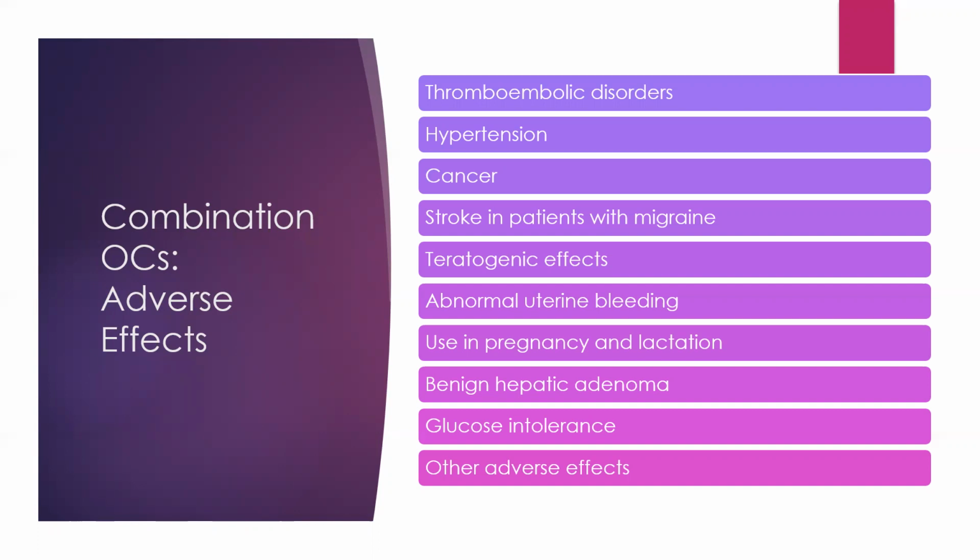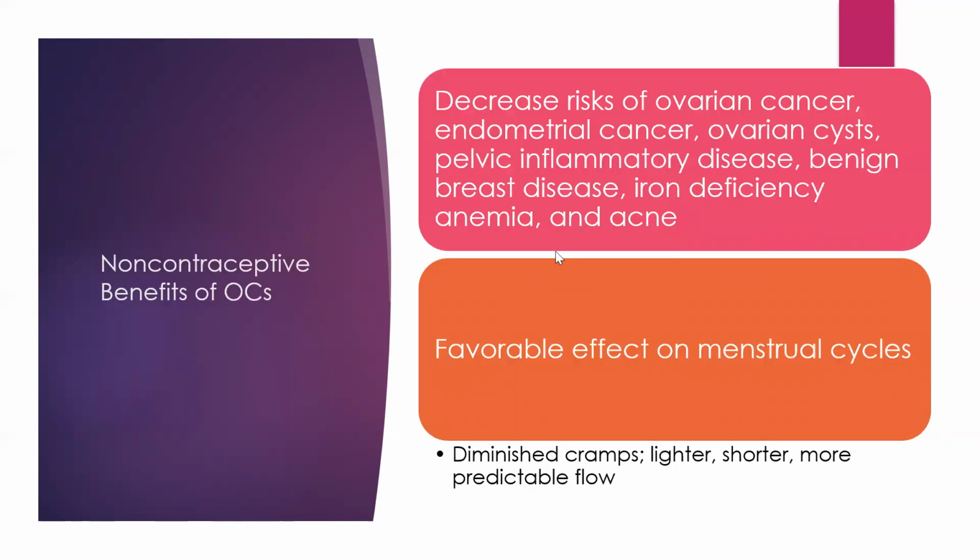So we need to talk to our patients. We need to figure out what is a relative contraindication versus this is just something that should be used with caution. Because we can see all kinds of thrombolytic events. We can cause hypertension. Some of these even cause cancer. So we do know that oral contraceptives are going to decrease the risk for several disorders, including ovarian cancer, endometrial cancer, ovarian cysts, PID, benign breast disease, iron deficiency anemia, and even acne.